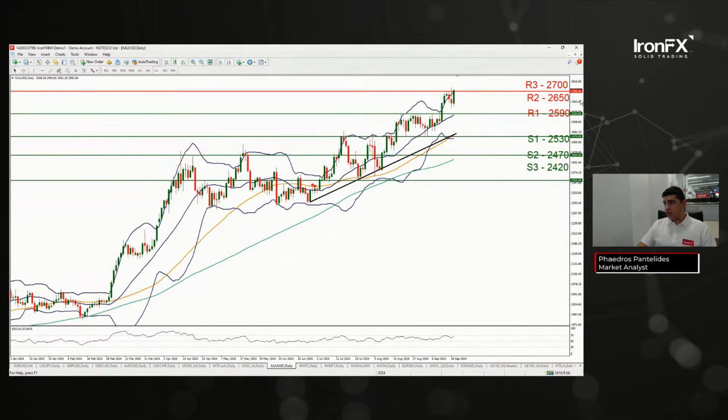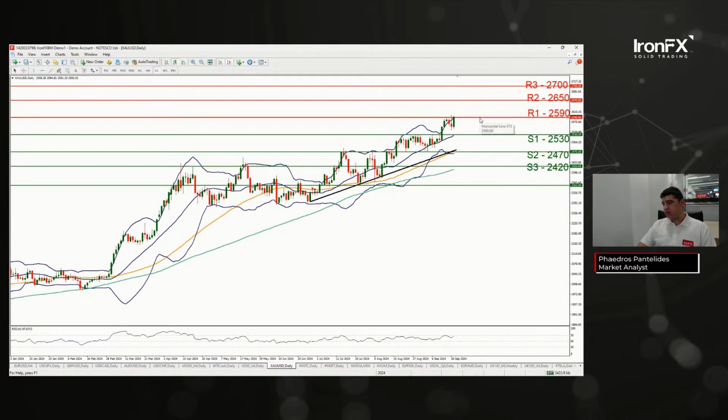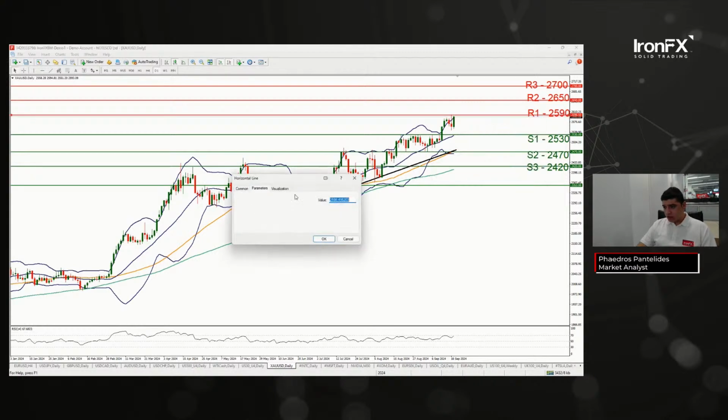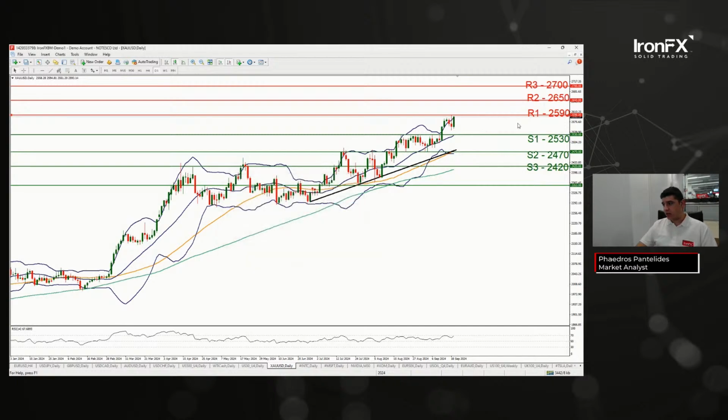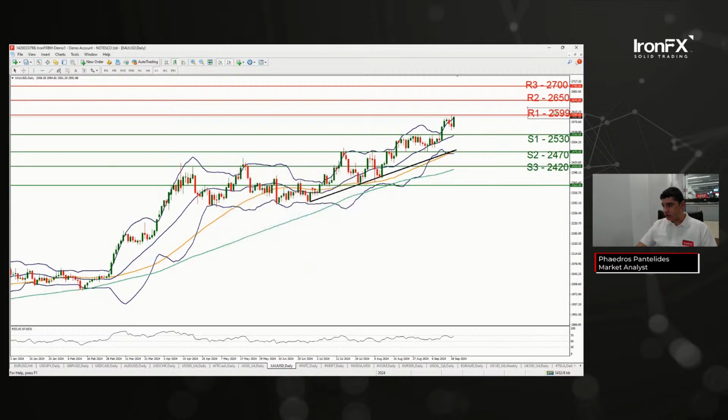Moving on to gold as well, 2,590 has been broken. The all-time high figure was 2,599, so that is our R1 resistance line currently. Gold does appear to be moving in an upwards fashion as well. Add in the geopolitics and then the Fed's interest rate decision. So weaker US dollar could allow for the precious metals price to move in an upwards fashion as well.